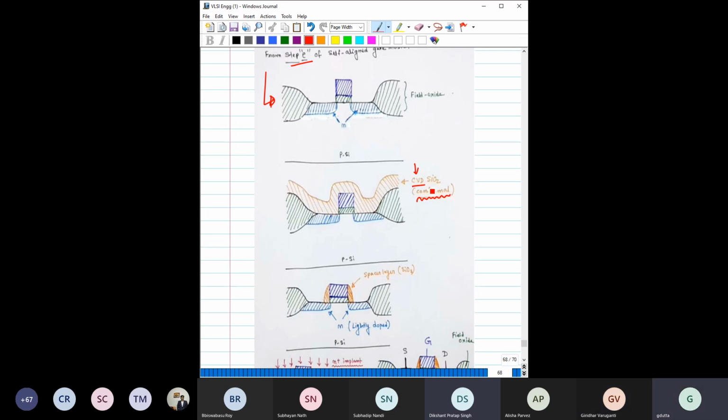True, but what thickness at around these edges? The thickness would be almost 2 times of this deposited oxide, right?